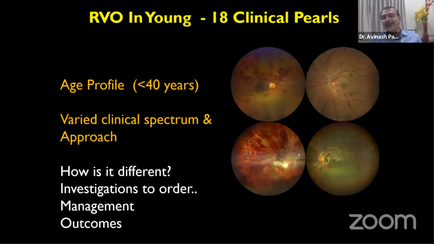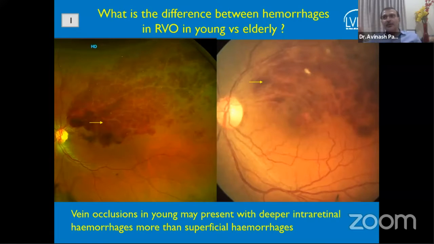We are all aware that when retinal vascular occlusion occurs in the young, we are looking at a profile of individuals or populations less than 40 years. This younger population presents with various clinical spectrum, and the approach also has to be different from patients who have vein occlusions when they are elderly, most commonly caused by diabetes, hypertension, dyslipidemia, atherosclerosis. So I will take you through this entire presentation with just 18 clinical pearls.